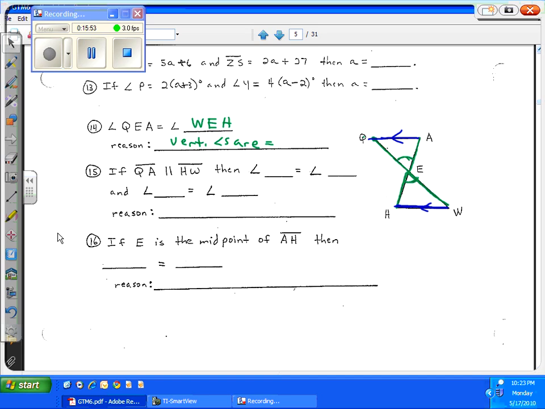Number 16, it says E is the midpoint of AH. Remember that a midpoint is the point that divides a segment into two equal segments. It says E is the midpoint of AH. So from that, you should get two equal segments. You're going to have the word midpoint, and what you get out of it is two equal segments. And so the reason should be definition of a midpoint, because you have the word and what you get out of it. Any questions on that?